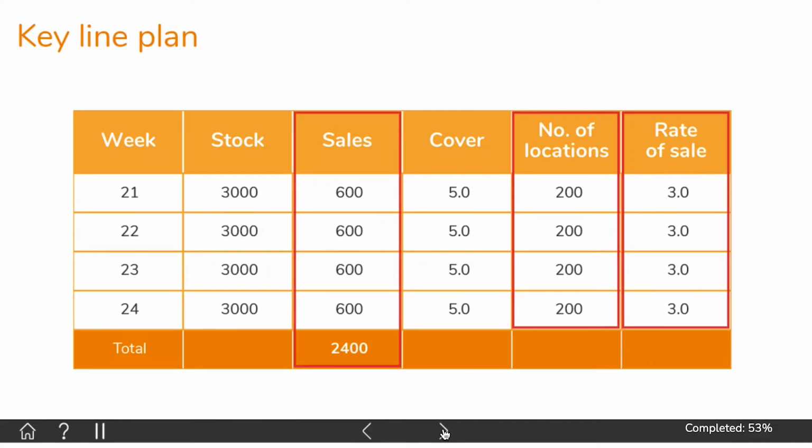This now means you can calculate your sales. 200 locations, selling an average of 3 units per week, means sales of 600 units a week. A total of 2,400, which is an extra 1,600 units than we sold last time. That's 200% more. You can see now how planning this way at line and location level really helps potentialise performance.